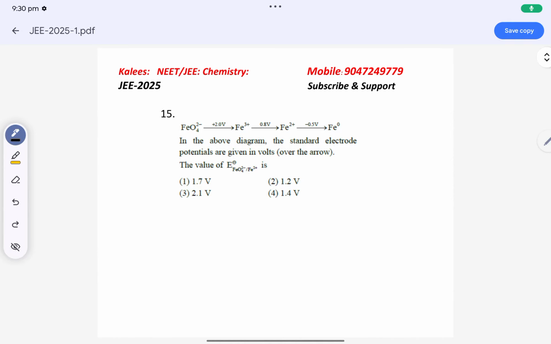Hello, my dear student, this is the question asked in the JEE 2025 chemistry examination. We will discuss how to solve this equation.